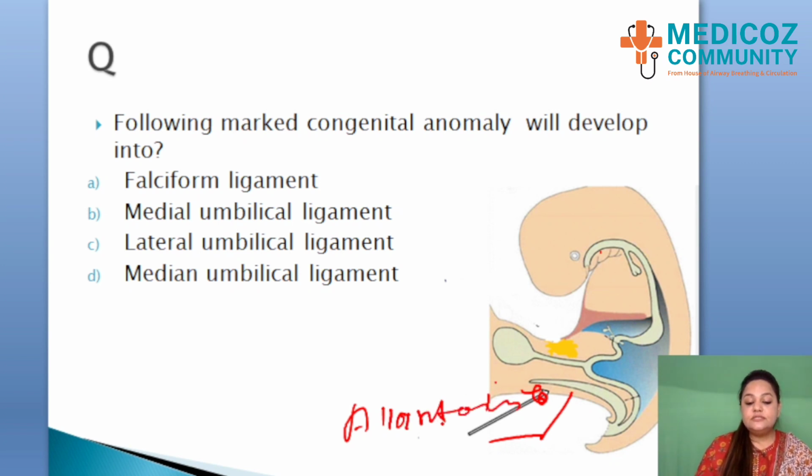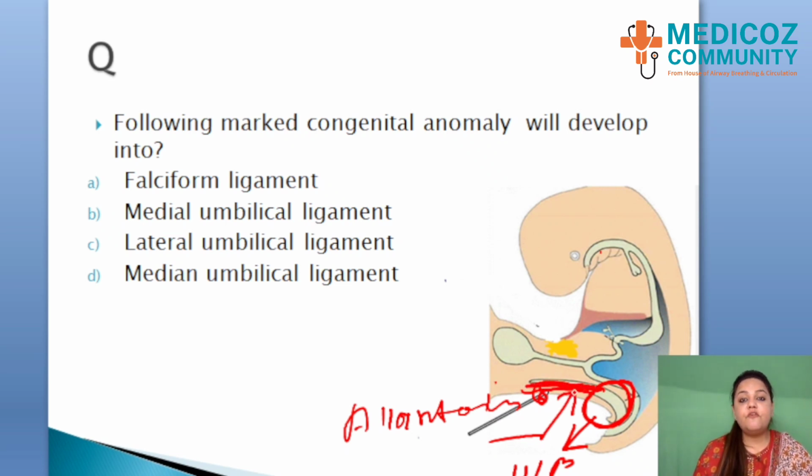Okay. So this allantois, the marked structure is here, that is the allantois. Now what happens in the process of development: the proximal or basal part of this allantois is absorbed to form the urinary bladder, and the distal part gets fibrosed and forms the structure which is called the urachus.